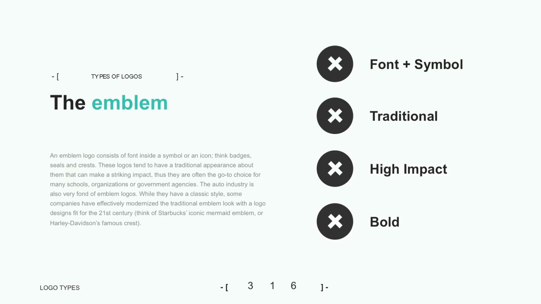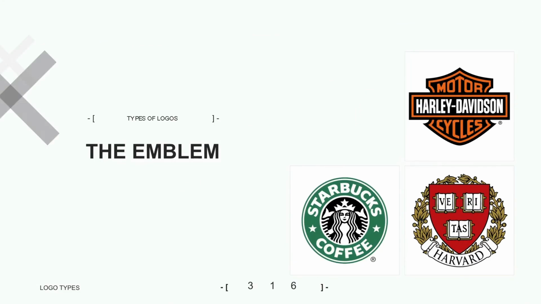While they have a classic style, some companies have effectively modernized the traditional emblem look with a logo design that fits the 21st century. So think about the Starbucks iconic mermaid emblem or the Harley Davidson's famous crest. So they're symbolic, they're traditional, high impact, they're bold, and they're mixed between font and symbols. So here are some of these samples. We have some crests and the Starbucks and Harley Davidson logo as well.